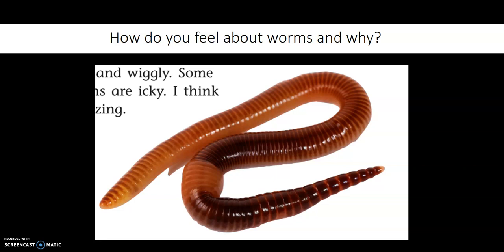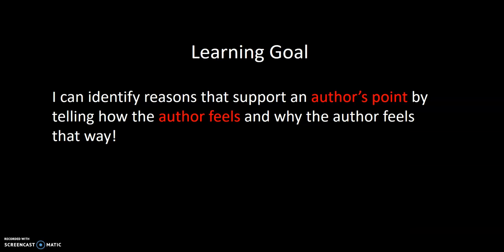So, to help with this, our goal says, I can identify reasons that support an author's point by telling how the author feels and why the author feels that way. So today we are going to identify reasons that support an author's points in a text by identifying how the author feels and why they feel that way. By identifying how they feel, it's going to help us get a better understanding of what the author wants to tell us about the specific topic that they're informing us about.